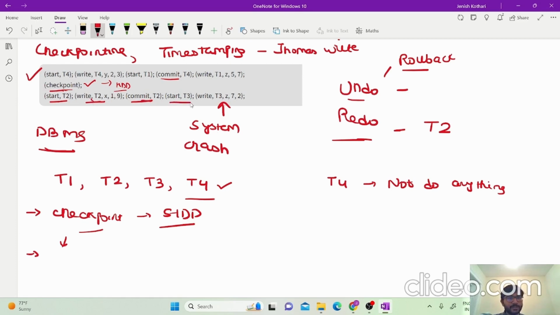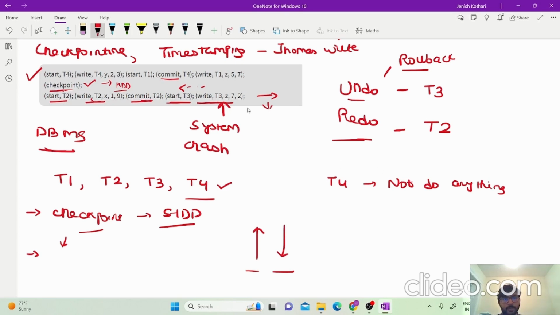We see that transaction T3 was doing some operations. It had started a while ago, and after that a system crash unfortunately occurred. So all of the operations T3 did need to be undone because it had not yet committed. If it had committed before the system failure, we would have to redo it. Basically, undo means Control-Z, a bottom-up approach, and redo is a top-down approach. That is the basic difference.